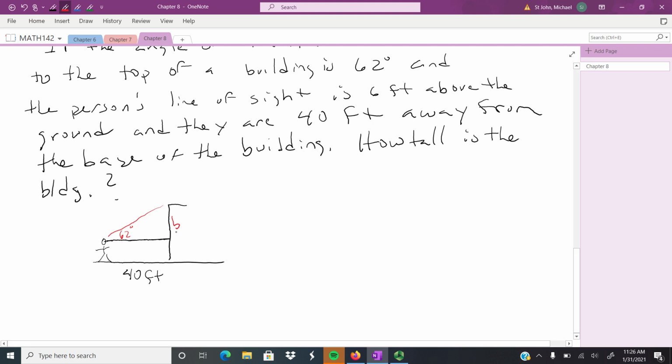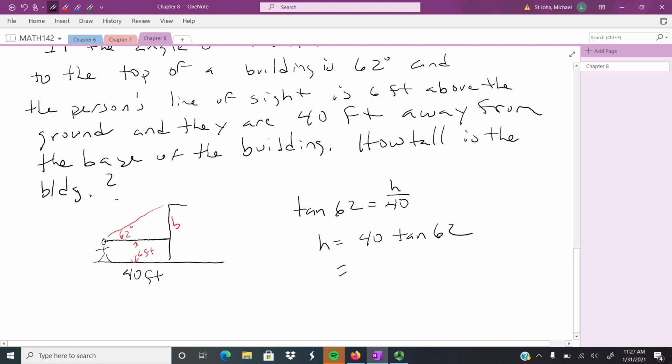But we also know that the distance from here to here is 6 feet. So we want to get the height of this building. So if I look at what I know, I have the opposite side, I know the adjacent side, so this is going to be tangent. So the tangent of 62 is going to equal h over 40. And so h is going to be 40 tan 62.